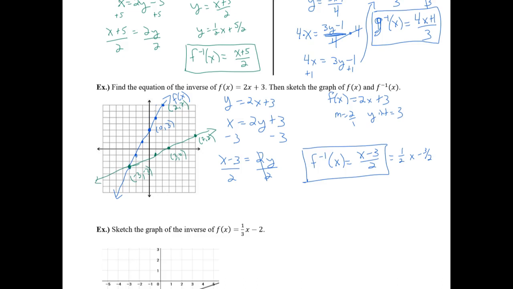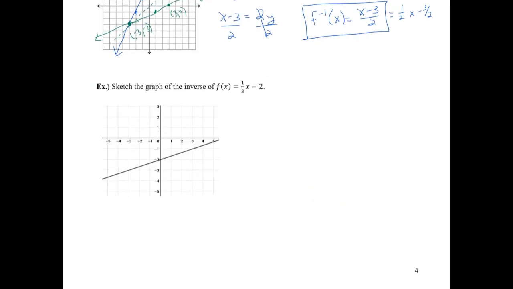And we can see that this is going to be a mirror image across the line x equals y. And that should always be true with inverse functions. They should always be a mirror image of each other, because all we're doing is taking x, y and flipping it to y, x. Go ahead and try the next example.